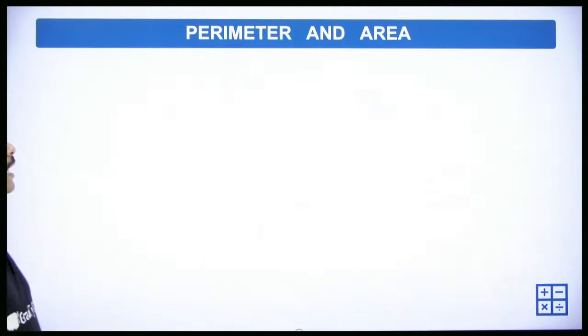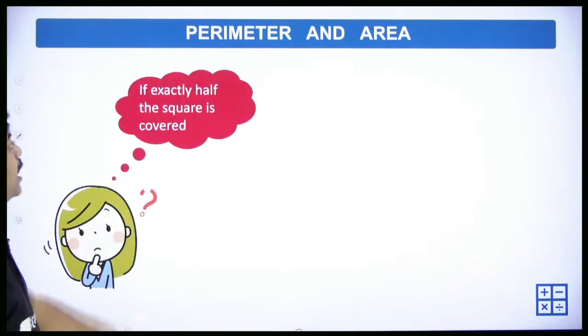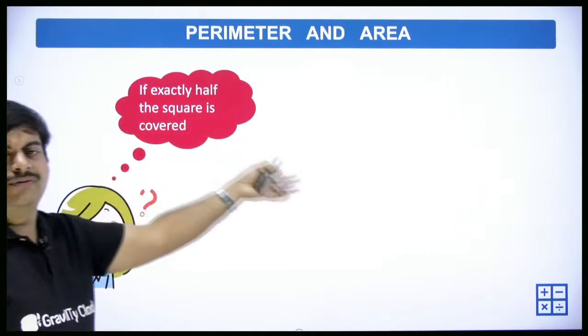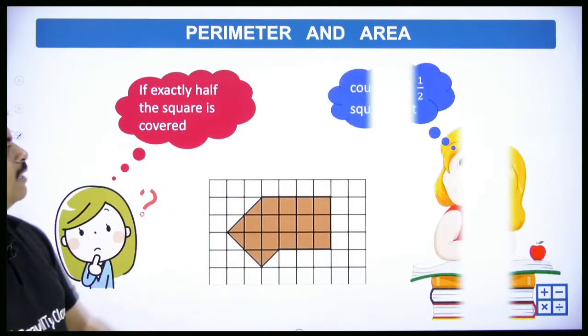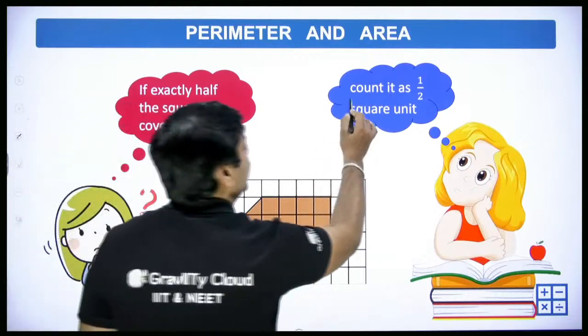Okay, moving ahead to the next concept: if exactly half the square is covered, as we just discussed, count it as a half square unit.